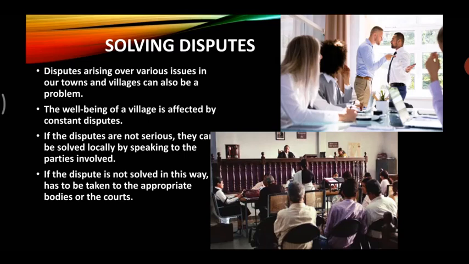Now, parties here does not mean a birthday party. Party means two people between whom fights have taken place. Then, if the dispute is not solved in this way, it is taken to the appropriate bodies. Now, what are bodies? Bodies are the courts. Appropriate means suitable. So then they take it to the suitable court. Now, what do you mean by suitable court?